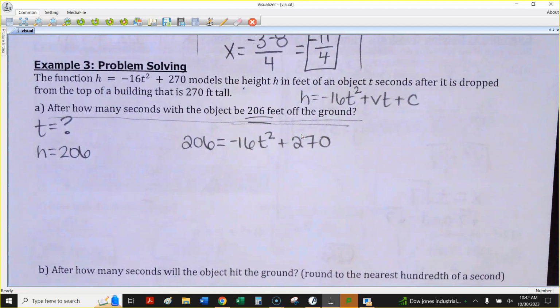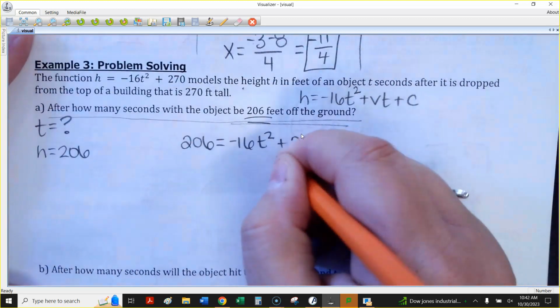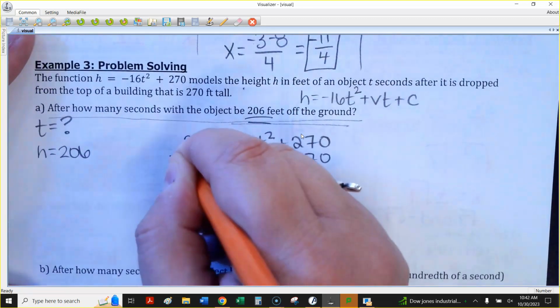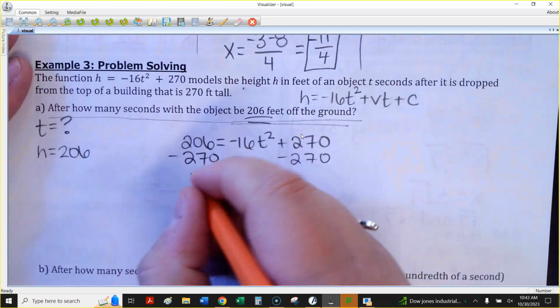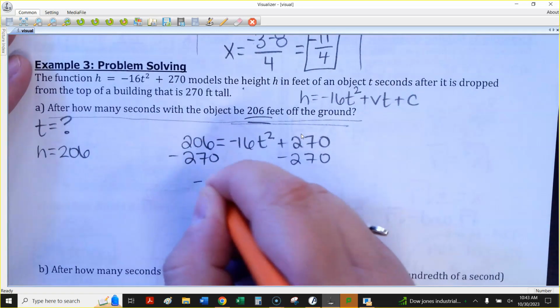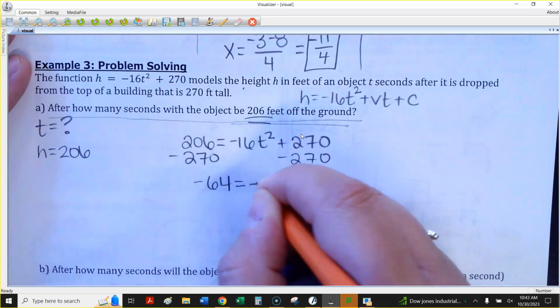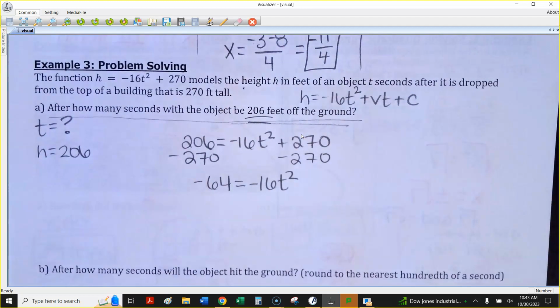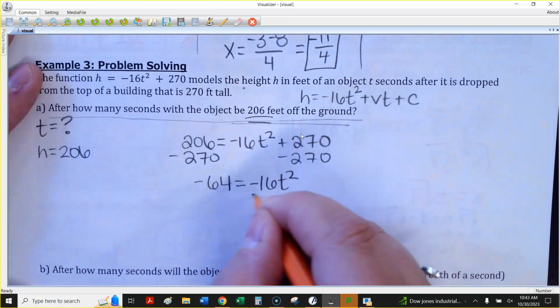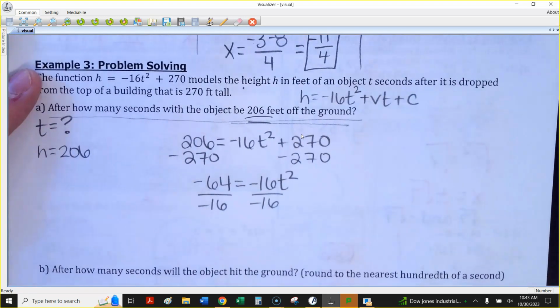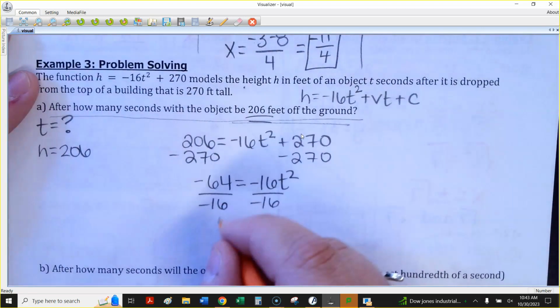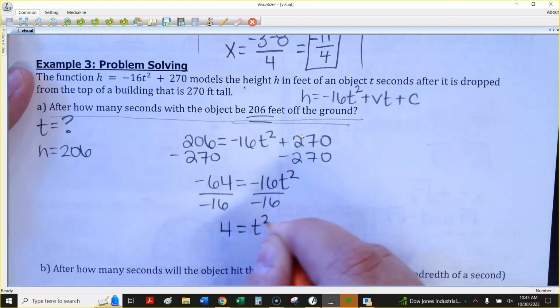We just have that t squared, so we can totally get that alone by itself just by solving this like a normal equation. So I'm going to subtract 270. Don't worry, this is going to give me a negative, but it's going to get canceled out by that -16. So 206 minus 270 is -64, and this is equal to -16t squared. Don't take a square root until you get the t squared by itself. So -16, I'm going to divide by that on both sides, and the negatives then cancel out there. So we're going to end up with 4 equals our time squared.